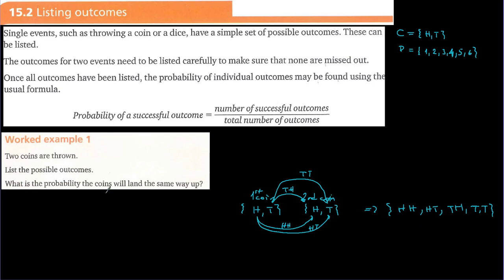The second one: what is the probability that the coins will land the same way up? Same way up means here head head or tail tail. So what is the probability of same way up? Okay, same way up. Let's do it like this.